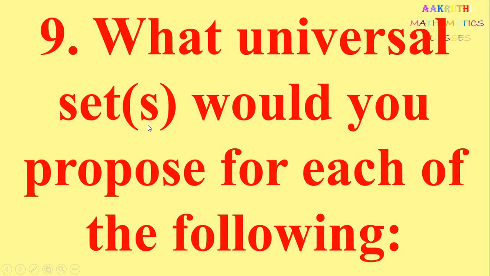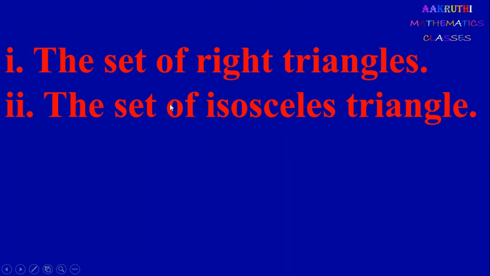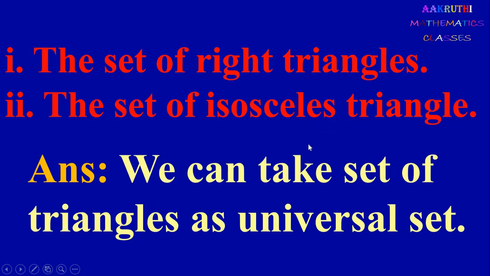Next question, what universal set or sets would you propose for each of the following? You have to mention a universal set which is possible for the given sets. The set of right angle triangles, the set of isosceles triangles. The set of right angle triangles and the set of isosceles triangles are subsets of triangles. We can write the set of triangles as universal set. That is, right angle triangles and isosceles triangles all are present in the set of triangles. So therefore, the triangle set is universal set for these two sets.